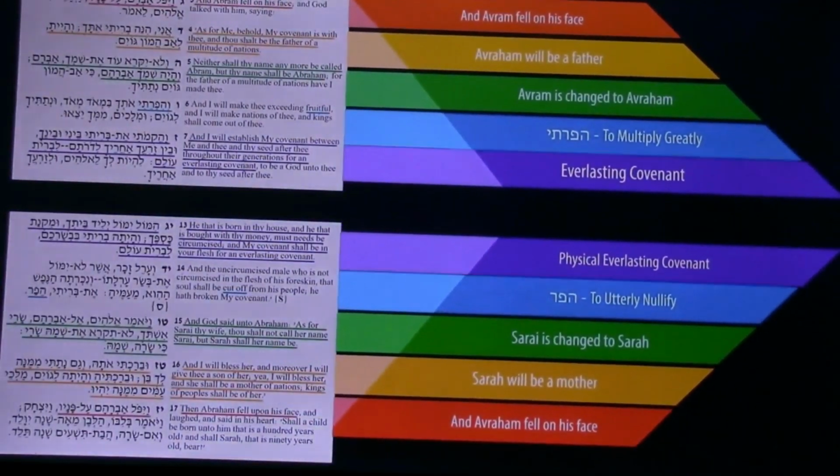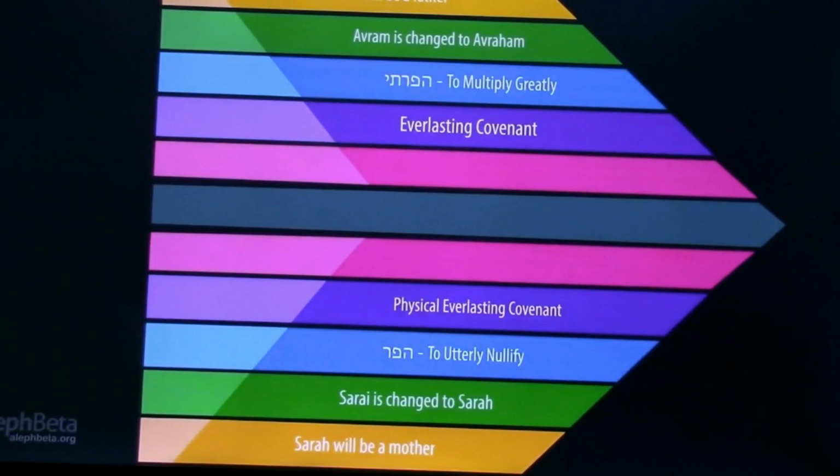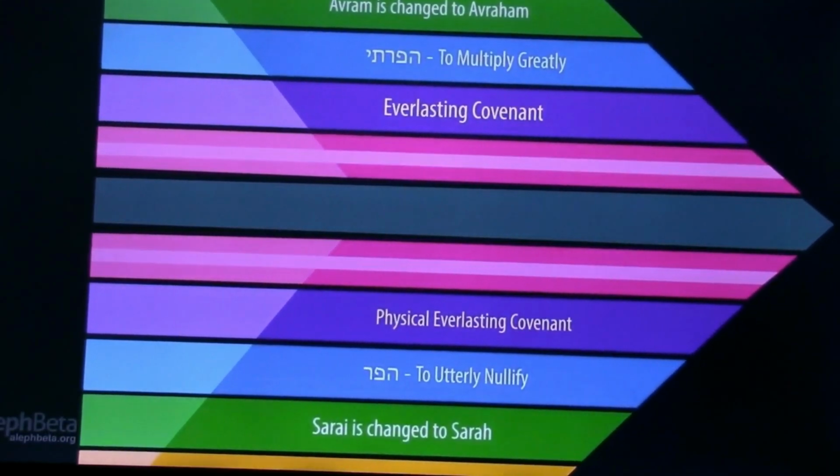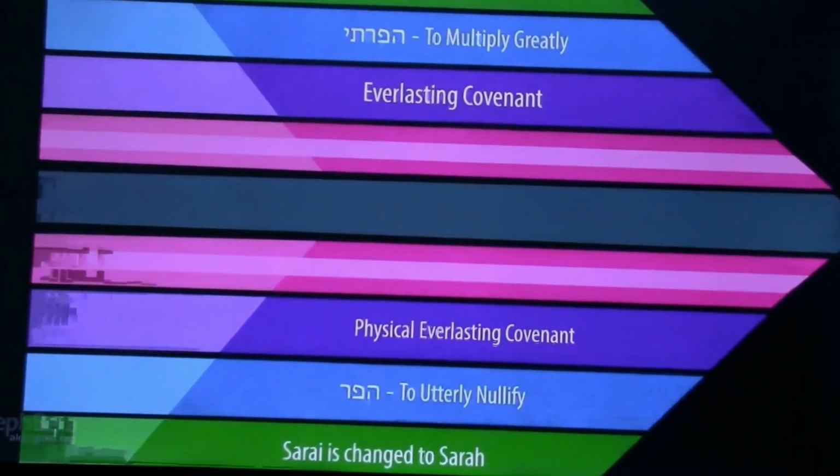As you can see, we're getting closer and closer towards the center of this text. The next thing you're going to see is absolutely wild. You're going to see a chiasm within a chiasm, a little Atbash within the larger Atbash.